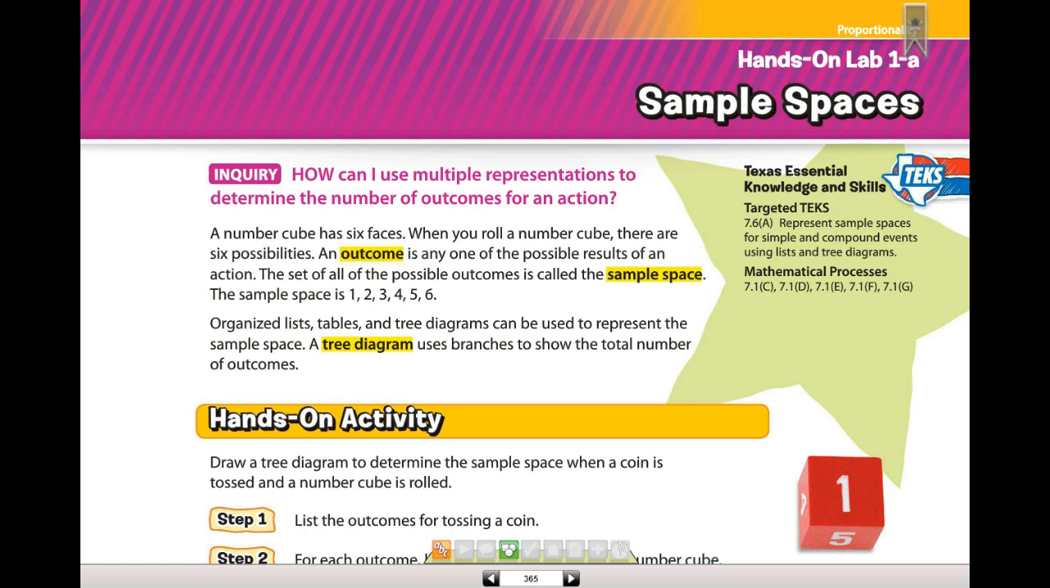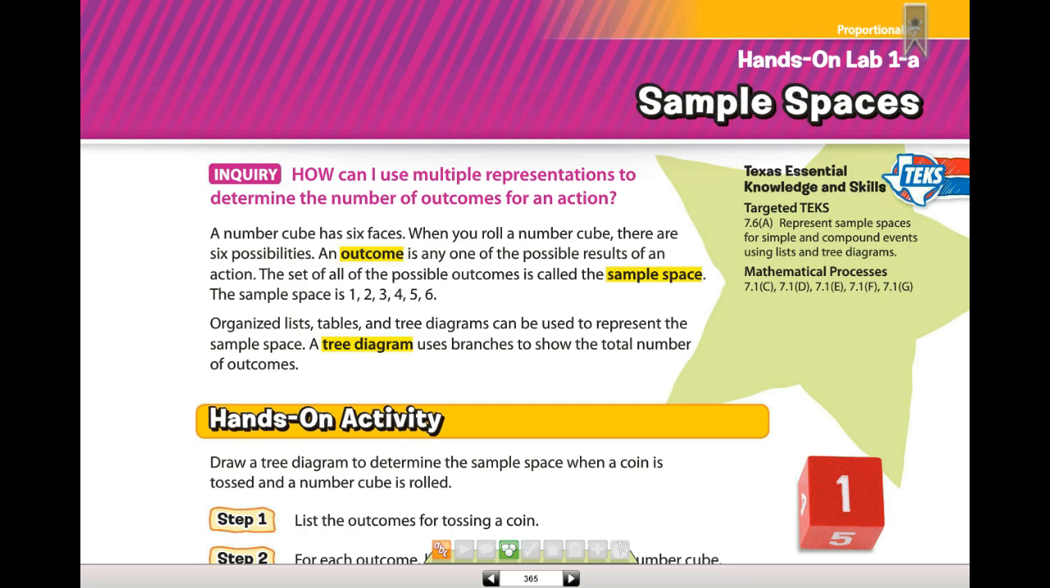Now, our first question is the one you see on top of your page there on 365, and it says inquiry. How can I use multiple representations to determine the number of outcomes for an action? This may not make too much sense when you first read it. Multiple representations means doing different things or different ways. And you want to figure out the number of outcomes for an action. Well, action means something that you can do. Let's go ahead and continue reading the next two paragraphs.